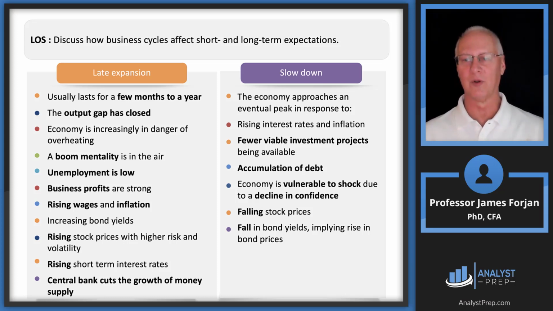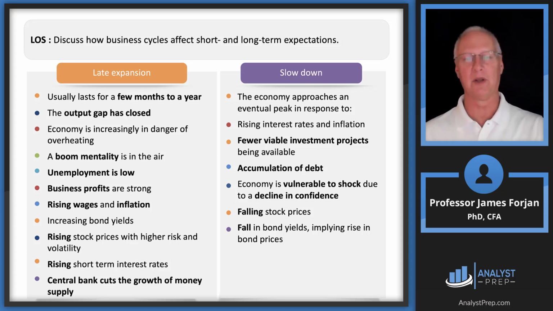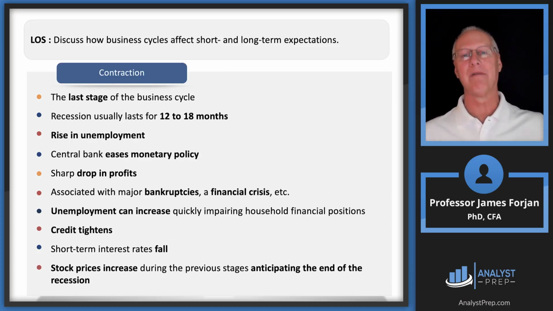The economy is vulnerable to a shock. So what did I say back over on that left-hand column? The boom mentality, are we ready for some kind of a bubble? Well, vulnerability to a shock, maybe you could call that a bubble, which will result in crashing stock prices. And then we have a contraction, which usually lasts 12 to 18 months. Let's go with that, but it could be almost any number. Rise in unemployment, easing monetary policy. Well, that's true, right? The government seems to ease monetary policy no matter what. Clearly, it does it under contractions. Sharp drop in profits, bankruptcies, unemployment, credit tightens, all those good things.